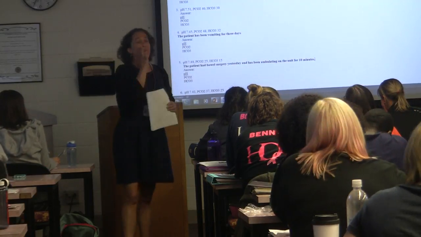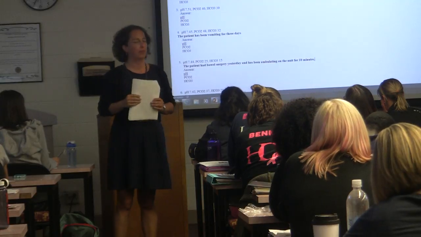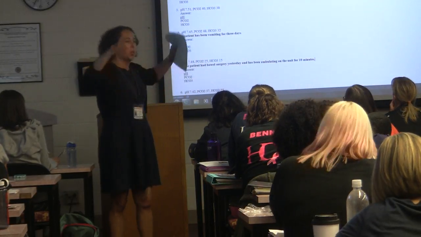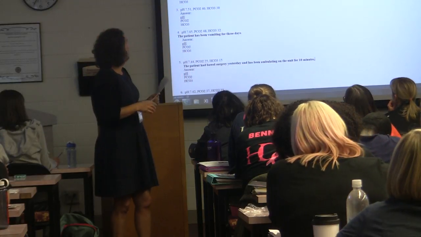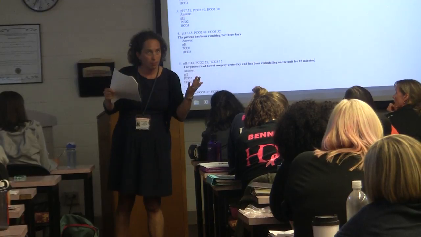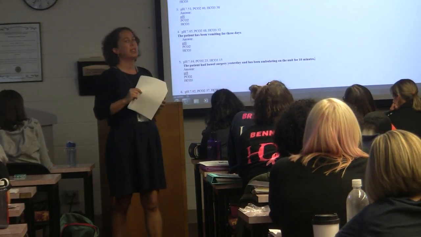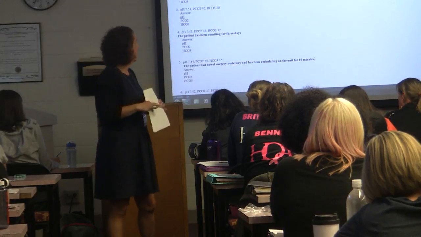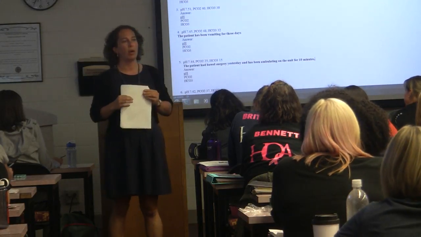Wonderful. pH is 7.5. Okay. Which people said is? Base. All right. We need to do like a whole chorus here. PCO2 is 30, which is? Yep. And the bicarb is 26, which is? Normal. Okay. So if that's the case, what do we think we're looking at here?